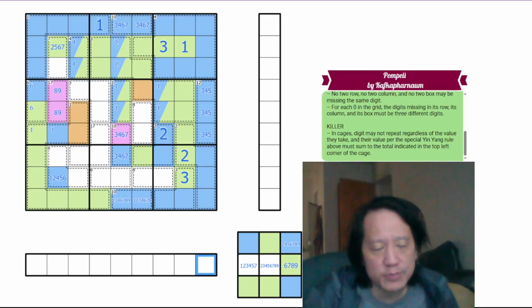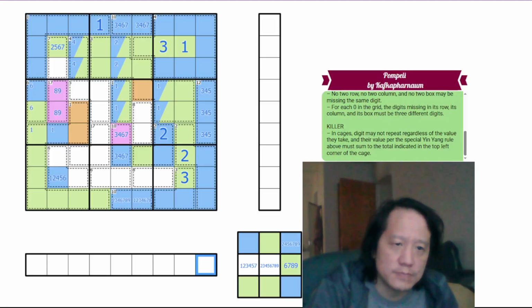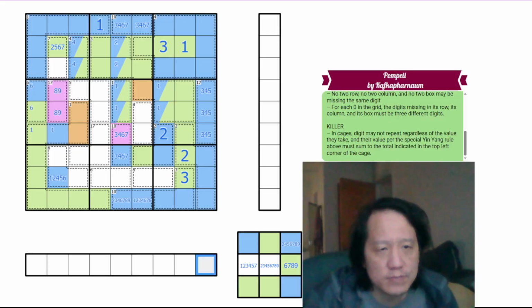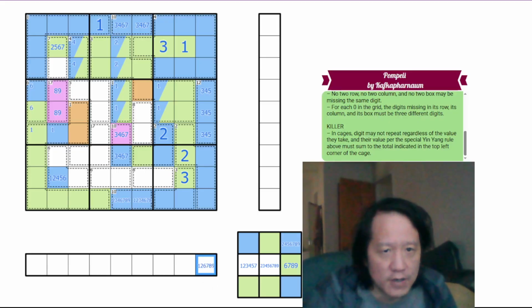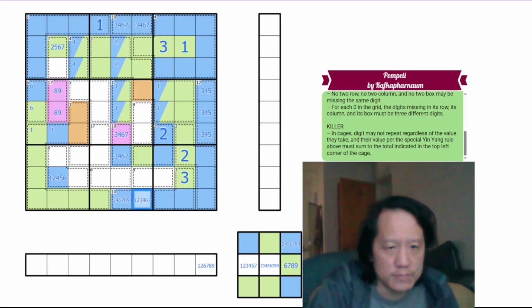This digit has to be one. Okay, hold up. Yeah, this could be. Whoops, this is shading. It could be 1, 2, 6, 7, 8, 9 in column 9. 2 is one of these two. 1 is one of these two. So this cannot be 2 here, which means this can't be 8.